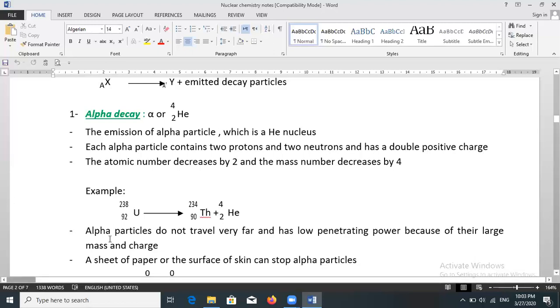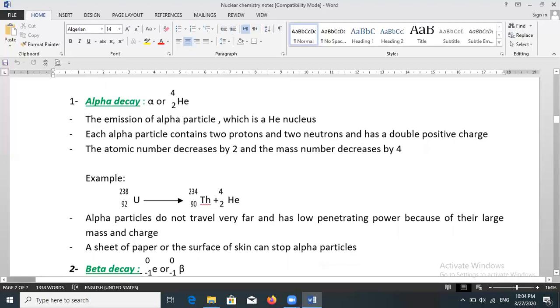Of course, when the radiation has low penetrating power, it becomes less dangerous because it cannot penetrate the body easily. When radiation penetrates the body, it may cause cancer, diseases, and so on. But alpha radiation, as it has low penetrating power, cannot penetrate our bodies, so it's not dangerous.